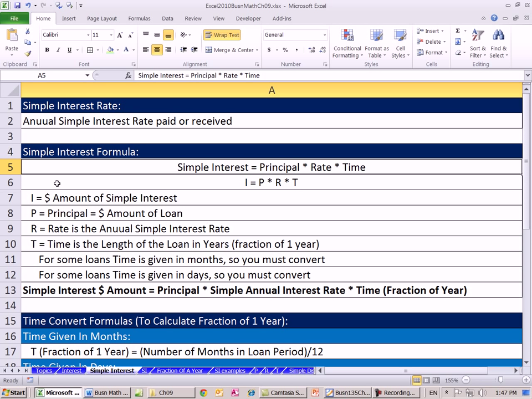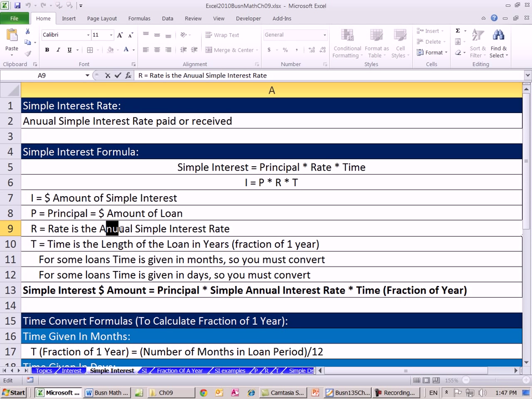Now, what's this I? Amount of simple interest. What's the P? That's the principal, the amount of the loan. What's the R? Very important. It's the annual simple interest rate. Right? The annual means it's for the whole year. The simple is to distinguish it from compound interest. And then interest rate, that's just the rate, like 10% or something, right?